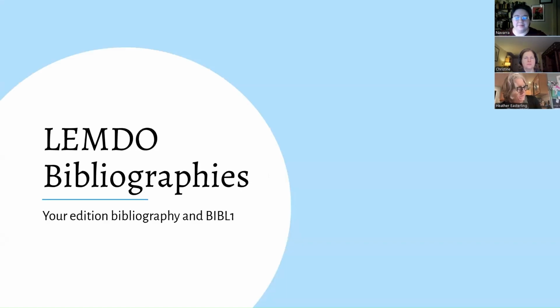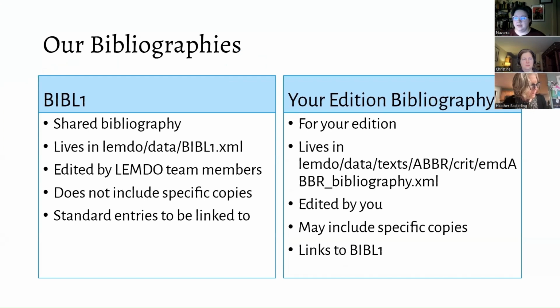Okay, so LEMDO bibliographies. We've got two types of bibliographies that you'll worry about. We have a third, the anthology bibliography. Editors don't need to worry so much about those. Really, what editors are thinking about are going to be your edition bibliography and also bibl1. So we've got these two bibliographies.